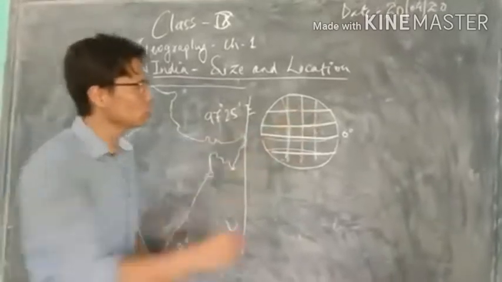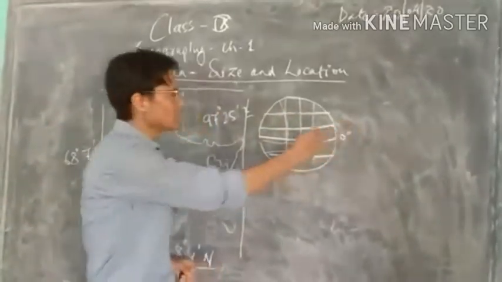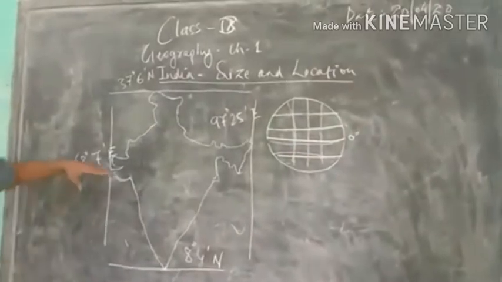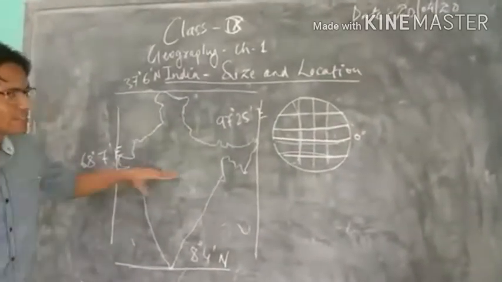So this is the Tropic of Cancer. Now we have to understand that this Tropic of Cancer passes through India.